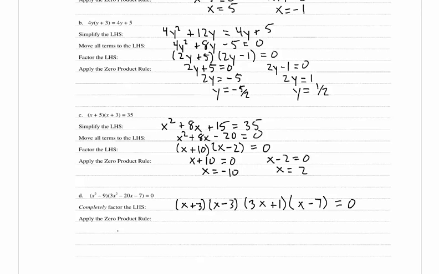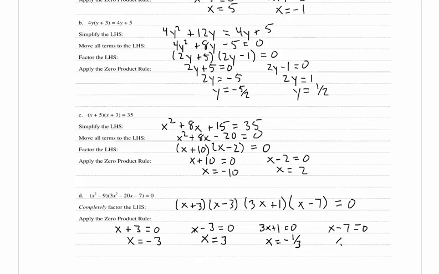And now we want to apply the zero product rule. So our equation is equal to 0 if x plus 3 is equal to 0, or x minus 3 is equal to 0, or 3x plus 1 is equal to 0, or x minus 7 is equal to 0. So our equation is equal to 0 if x is equal to negative 3, or if x is equal to 3, or if x is equal to negative 1/3, or if x is equal to 7. And that's our video on solving equations by factoring.